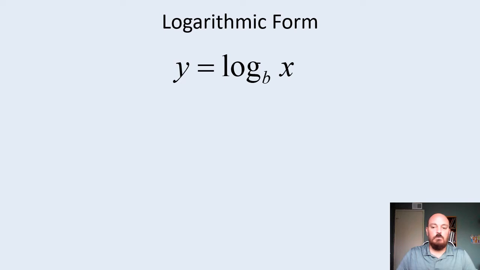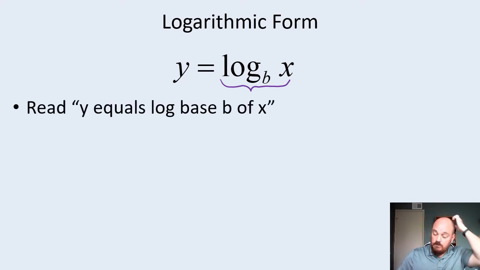So here is what we call logarithmic form. I put y equals. I'm going to focus over here on the right, though. We have the word log, which is short for logarithm. Then we have a smaller subscript letter b, that's the base. And then we have a regular sized something, number or variable, x. Now, first of all, the way you would actually say that in words is you would say y equals the log base b of x.